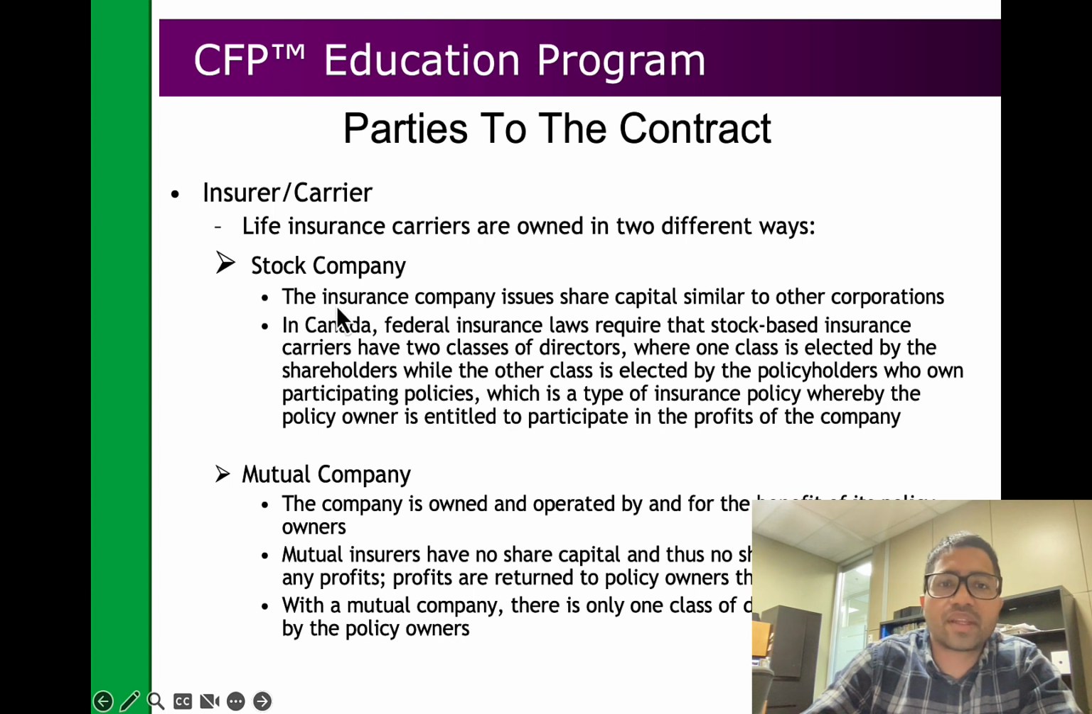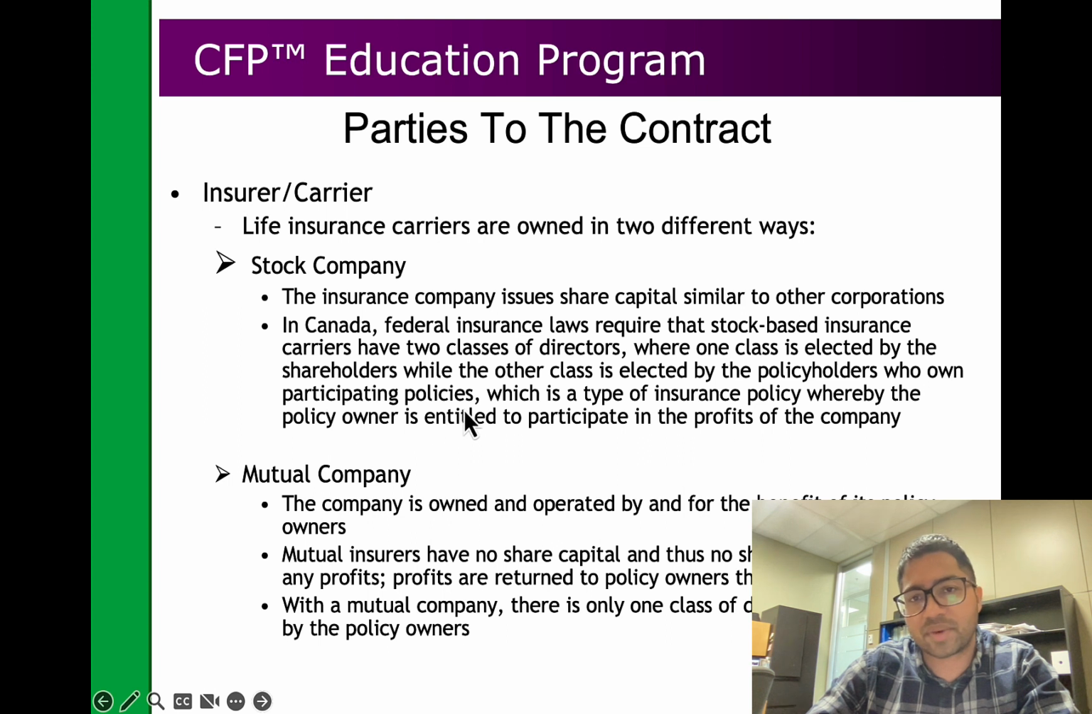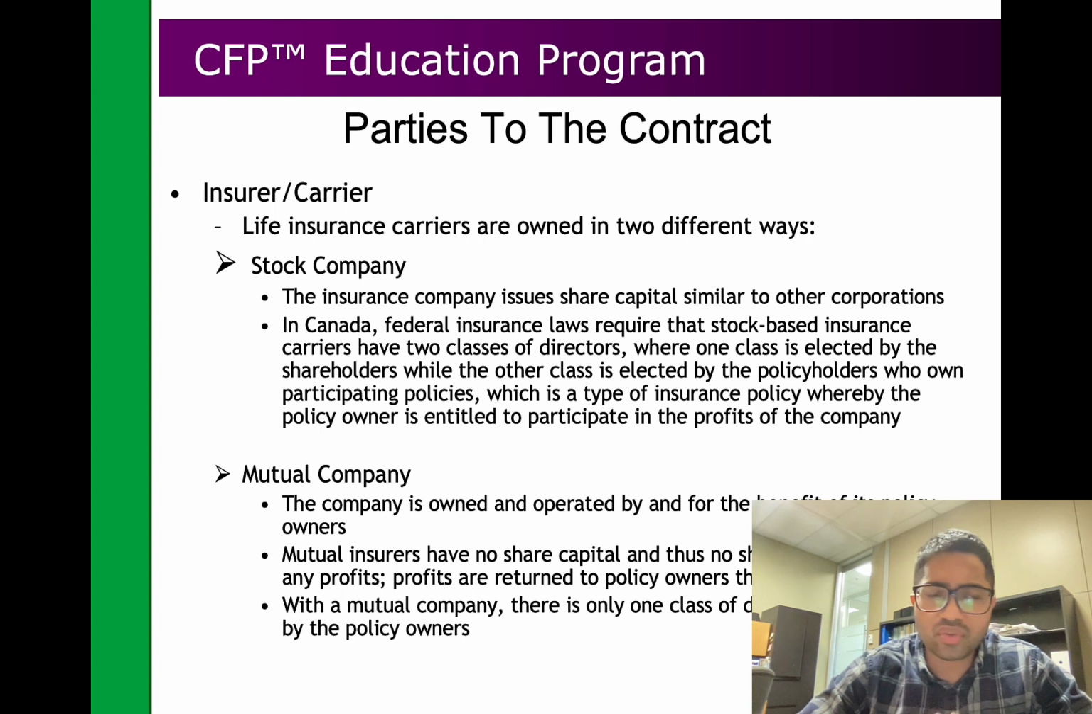So what is a stock company? The insurance company issues share capital similar to other corporations. In Canada, the federal insurance law requires that stock-based insurance carriers have two classes of directors, where one class is elected by the shareholders while the other class is elected by the policy holders who own participating policies, which is a type of insurance policy whereby the policy owner is entitled to participate in the profits of the company. So most of the insurance companies in Canada, you will find, are established as stock companies.